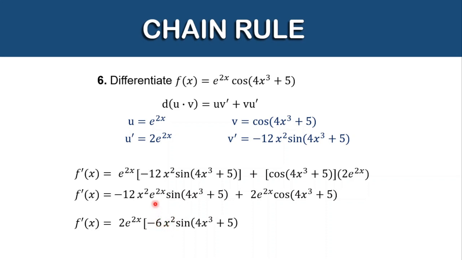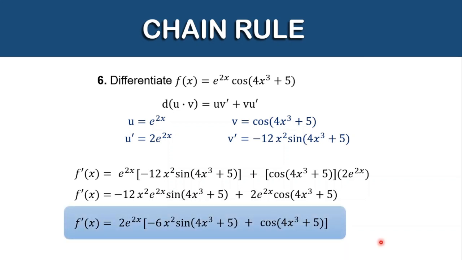Okay? Kasi lumabas yung e raised to 2x, tsaka yung 2. So, 2 times negative 6 is negative 12. So, still nandito yung sine of the quantity 4x cubed plus 5. In the second term, lumabas yung 2e raised to 2x, so mawawala na to. Ang matitira na lang is cosine of the quantity 4x cubed plus 5. So in our problem number 6, this is our final answer.